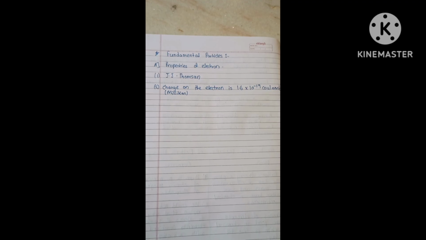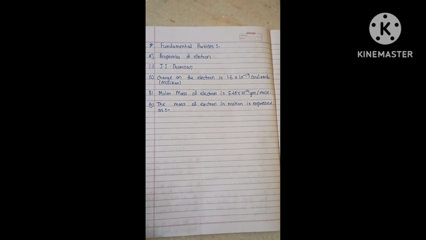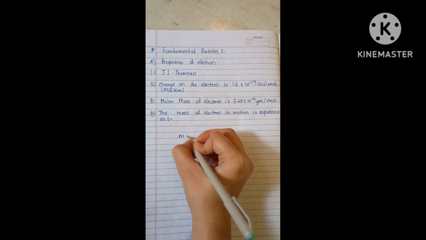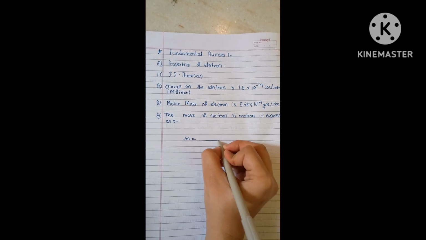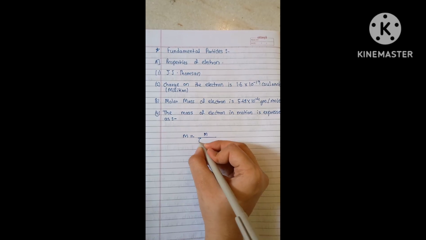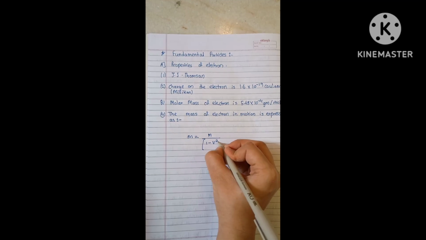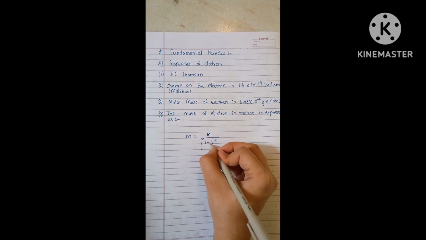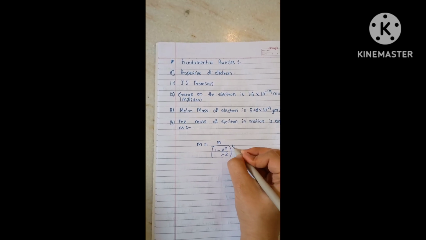So now the third point is the molar mass of electron is 5.48 into 10 raised to minus 4 gram per mole. So in the fourth point, the mass of electron in motion is expressed as m, where m is the mass of electron in motion, and upper M is the rest mass, and 1 minus v raised to 2. v raised to 2 is the velocity of the electron and c raised to 2 is the velocity of light.